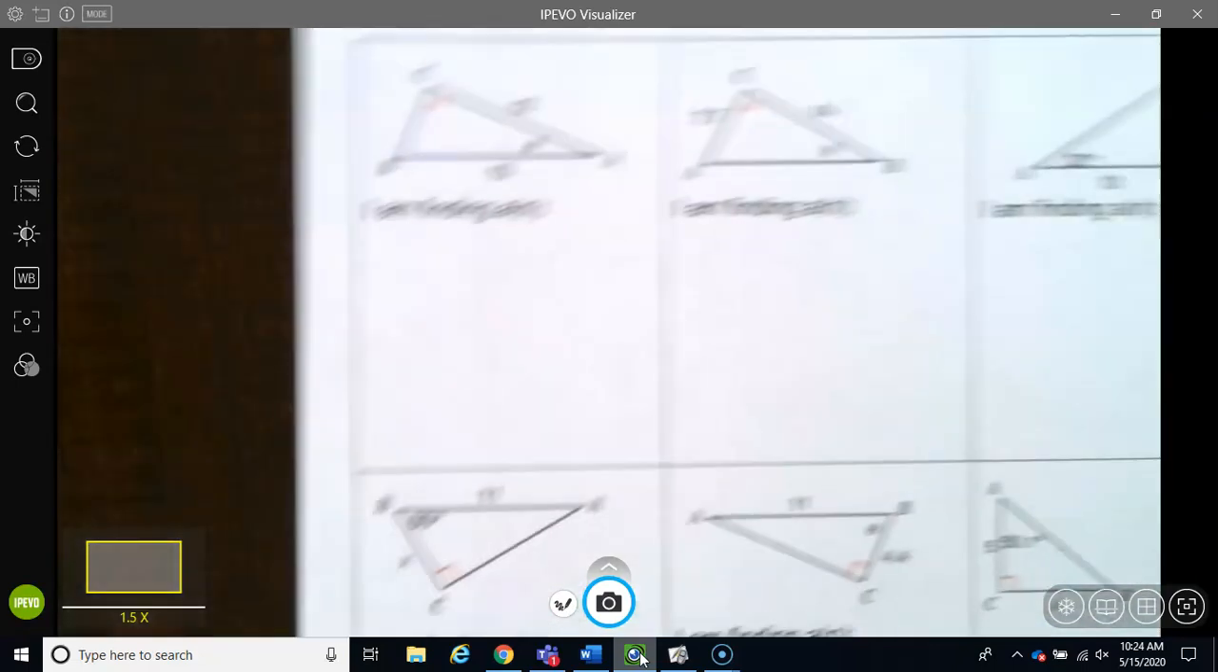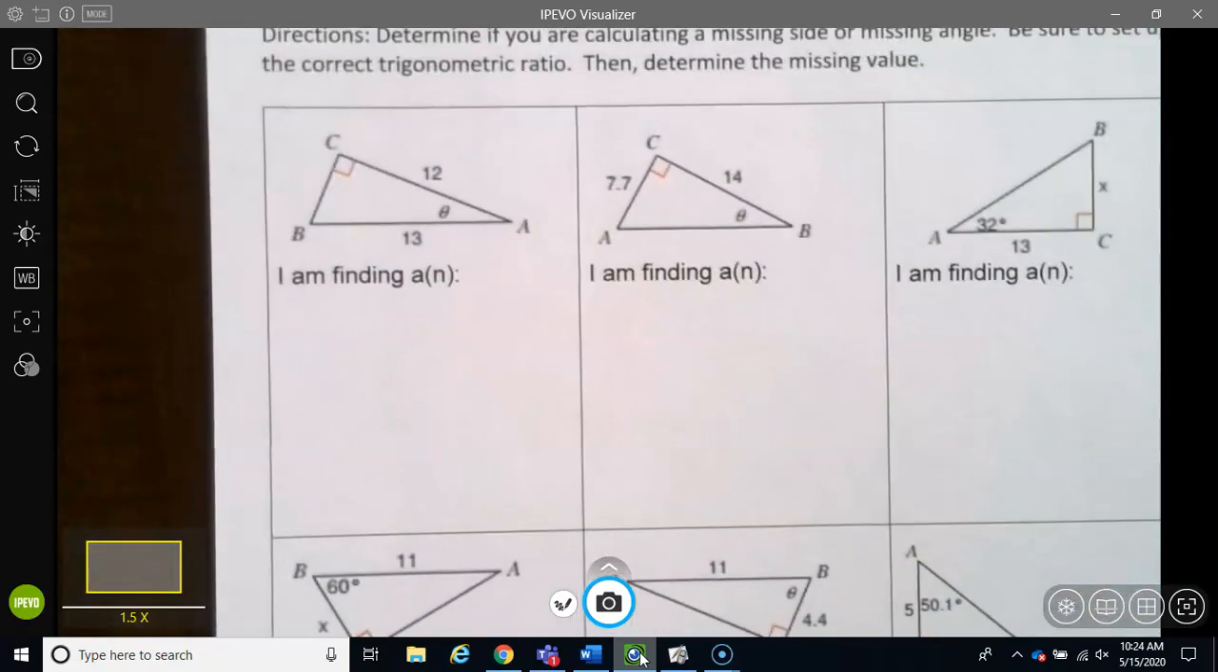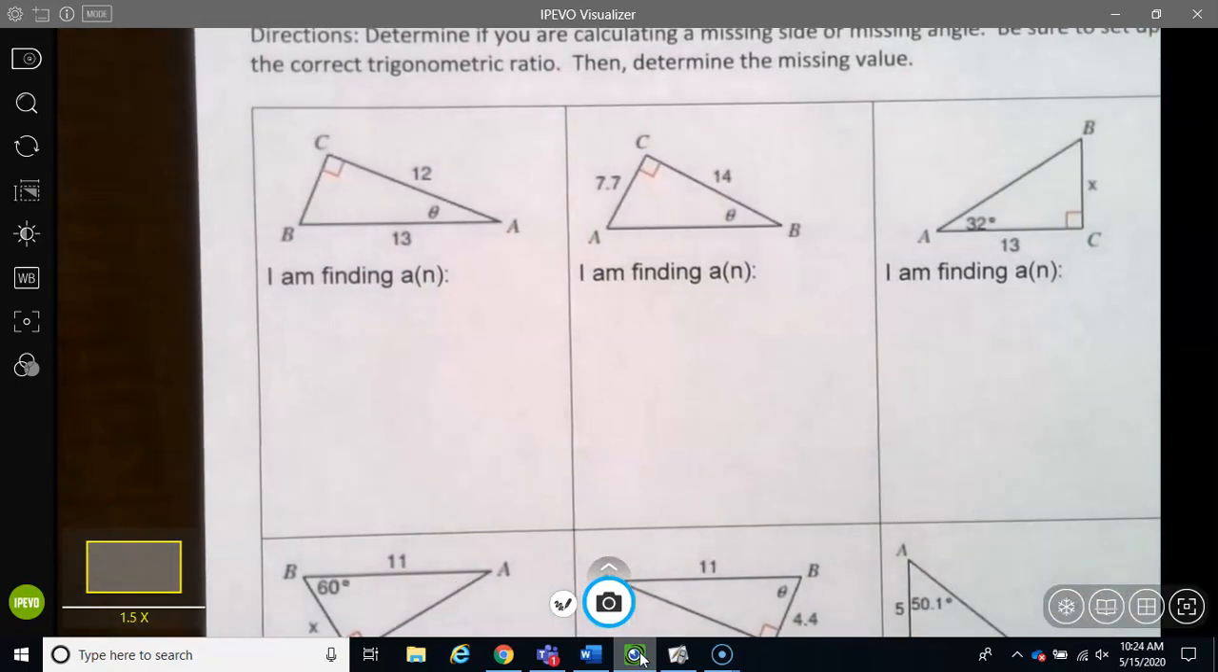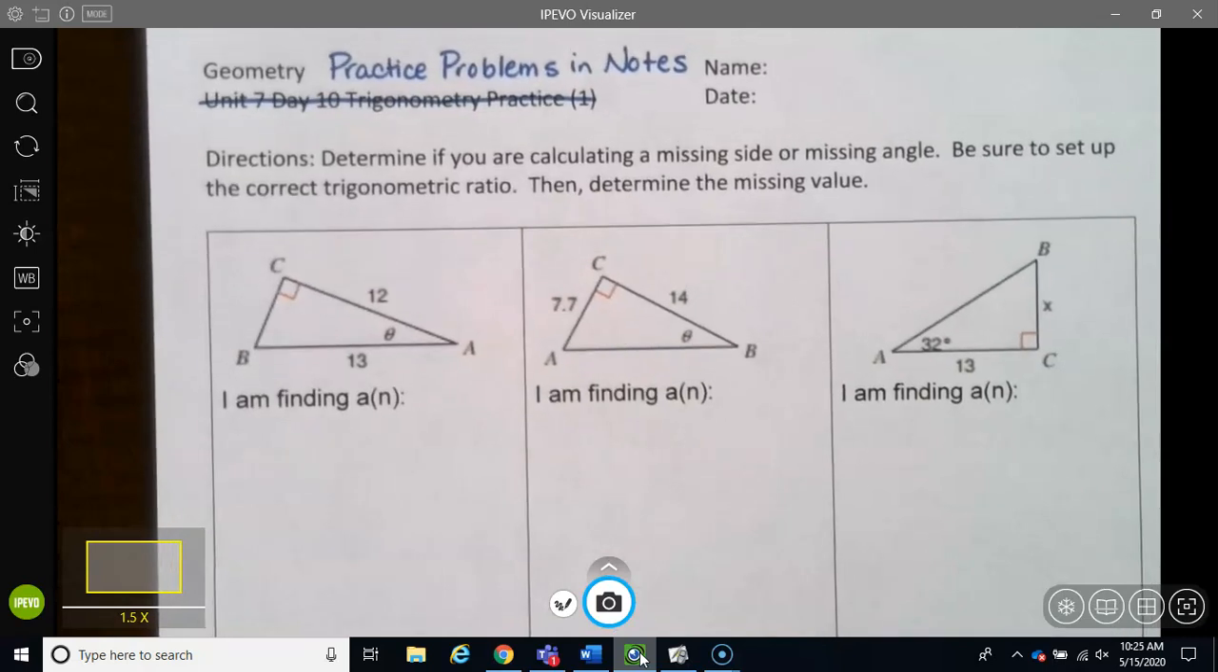All right, I want to do some examples that's a mixture of finding a missing angle, like what we're doing this week, and finding a missing side, like what we did last week. So for our notes here, I got some more examples. It says directions: determine first whether it's a missing side or a missing angle, and be sure to set up the correct trigonometric ratio and then determine the missing value. So we'll probably do like 4 of these for examples.